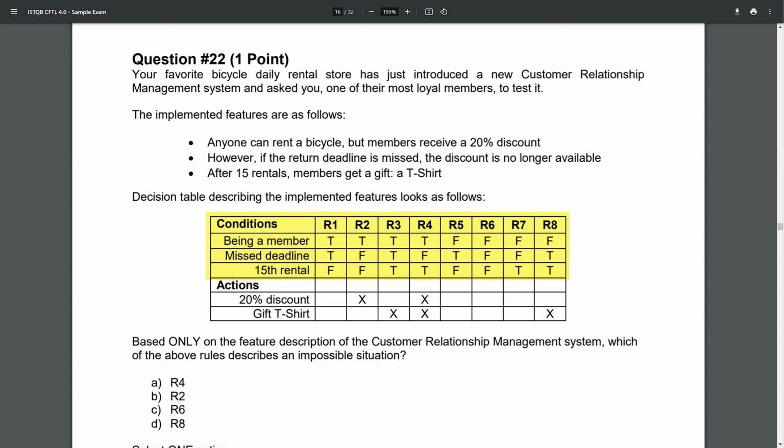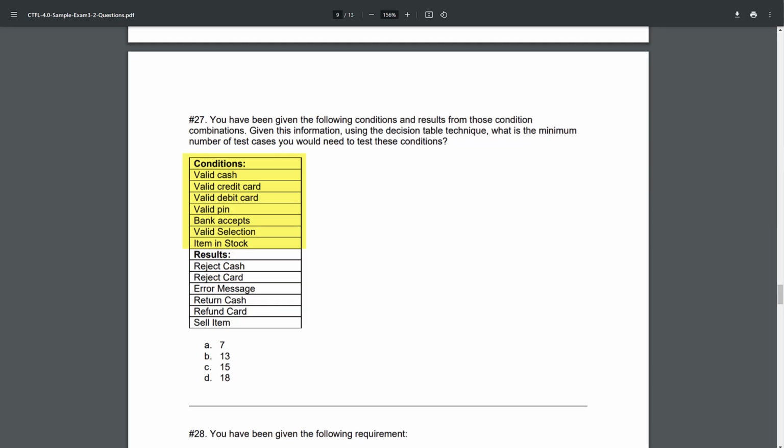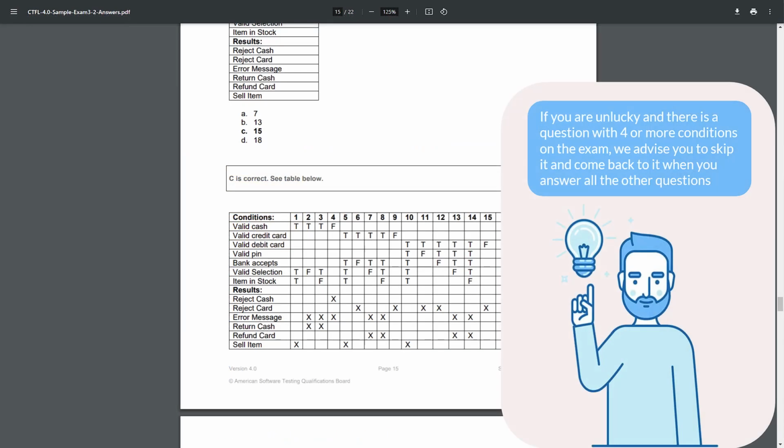you will find 2 or 3 conditions. However, there are exceptions. For example, ISTQB has questions like this where you have 7 conditions. Yes, there are certain limitations in the description, but they do not simplify the situation. The full table looks like this. It's very difficult to create it, and even worse, it's quite easy to make a mistake.